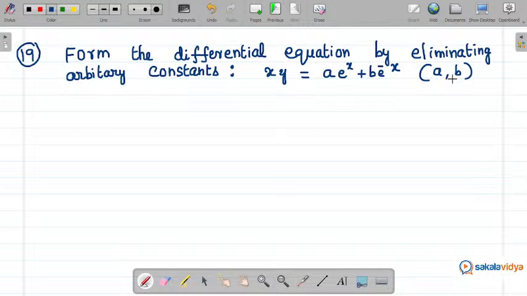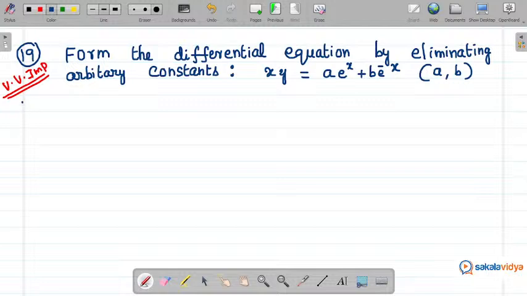Form the differential equation by eliminating arbitrary constants. This is also a very important problem. In order to solve this question, we should know the derivative of e power x, the derivative of e power minus x, and the uv rule. With the help of these two, this problem can be solved easily.